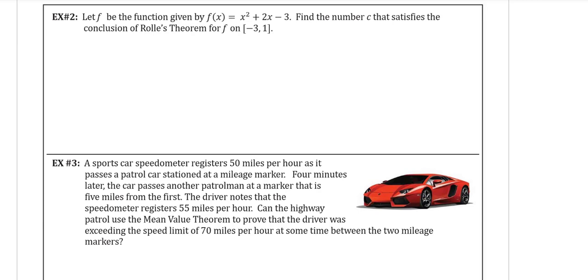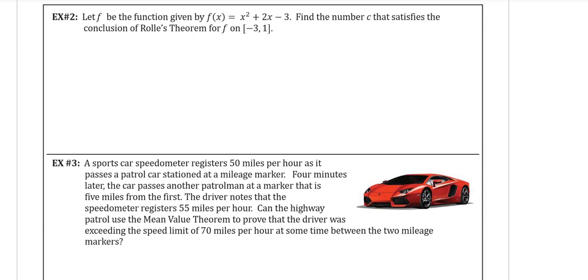This is part 2 of Unit 5, Lesson 1, Mean Value Theorem. We're going to continue with examples of how the mean value theorem is used. So example 2: let f be the function given by f of x equals x squared plus 2x minus 3. Find the number c that satisfies the conclusion of Rolle's theorem for f on the closed interval -3 to 1.